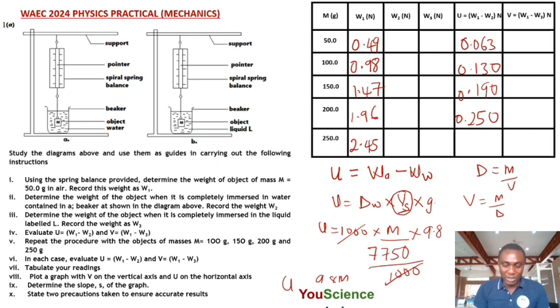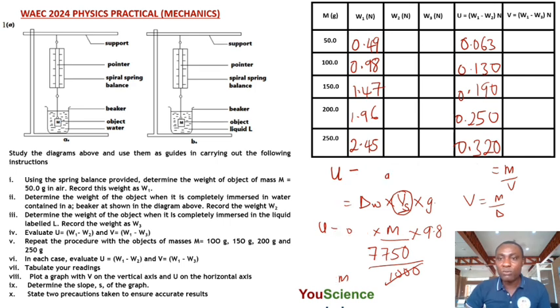So the next, I'm going to multiply 9.8 times 250 divided by 7750. So that's going to be 0.316. I'm going to take that to 0.320. Okay, so I'm going to erase all of this now.